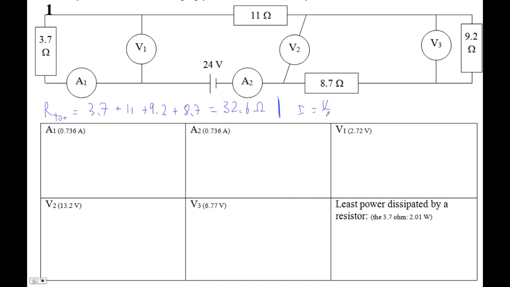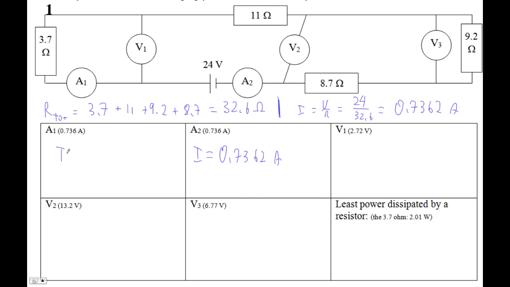Our next step is to find the one current. So I is V over R, which is 24 divided by 32.6. And that is 0.7362, I'll say. Right, so that's going to be the reading on this. So this I is 0.7362 amps.